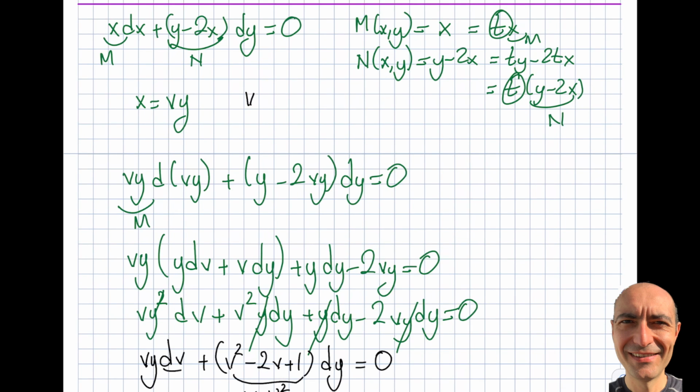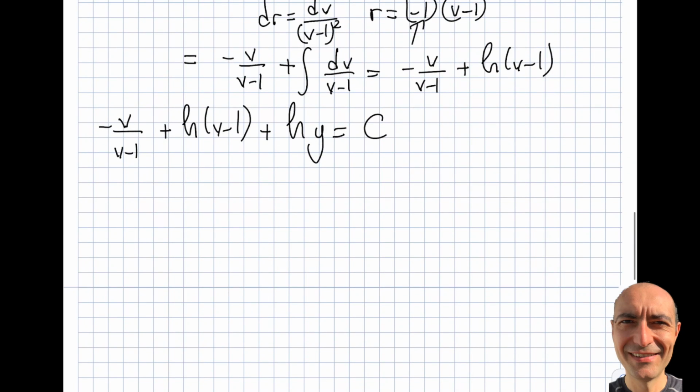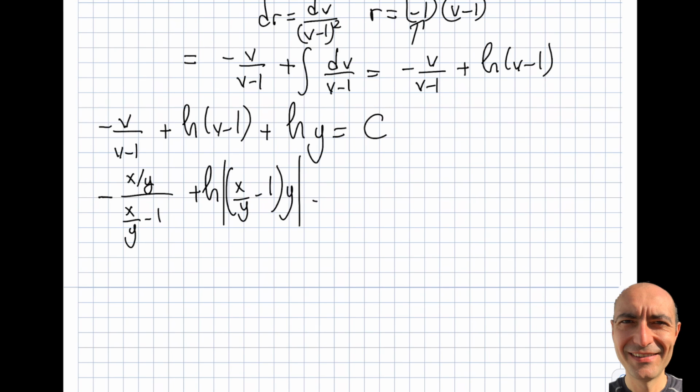Rewrite it this way: v is equal to x over y. Now I'm going to go down there and wherever I see v, I'm going to write x over y. So let's do it one time: minus (x over y) divided by (x over y minus 1), plus ln of (x over y minus 1), is equal to c.